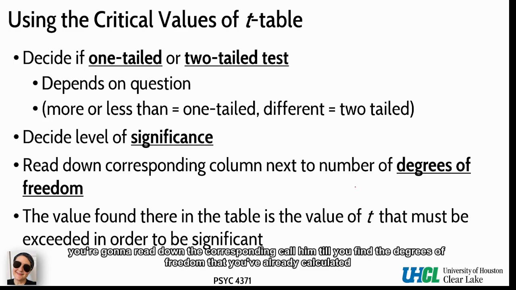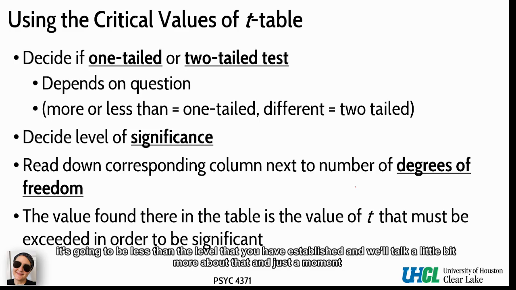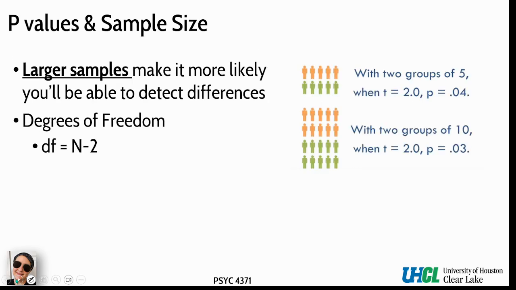You're going to read down the corresponding column till you find the degrees of freedom that you've already calculated, and you're going to find a value in that table. And that value is the minimum value that the t must be in order to be significant. So it's the minimum or greater for the t value. Now, for p values, it's going to be less than the level that you have established. And we'll talk a little bit more about that in just a moment.